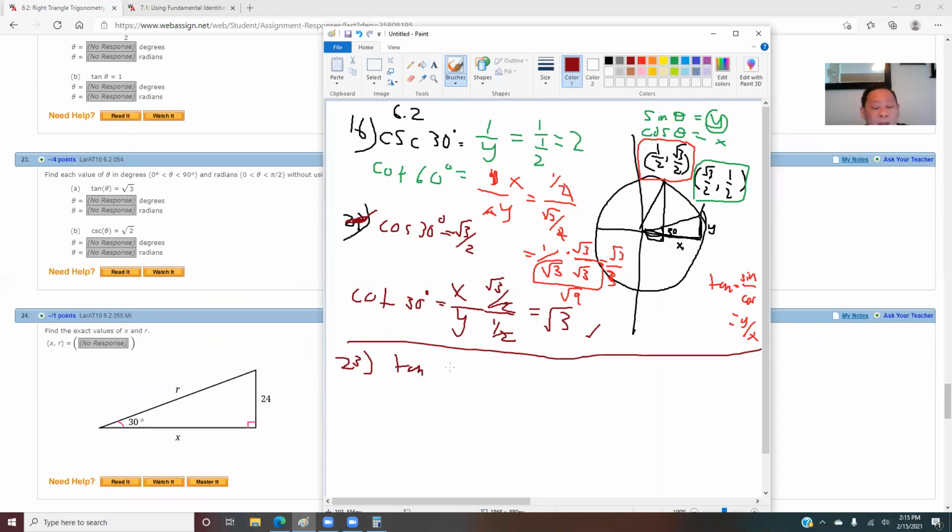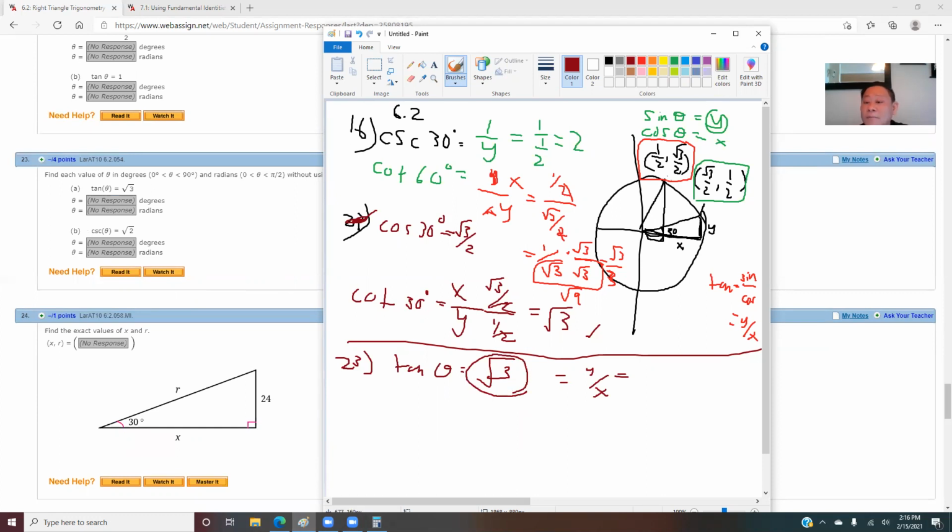Tangent theta equals root 3. As you know, tangent is what over what? Tangent is y over x. Can you figure out which one of these, when you divide y over x, you get root 3? It's the 60 degrees. It's 60.